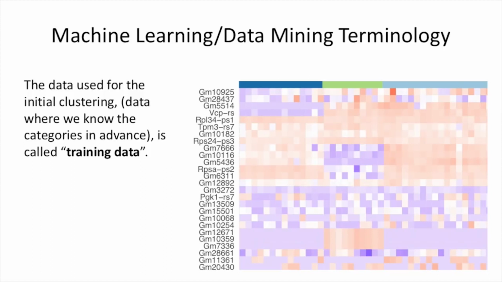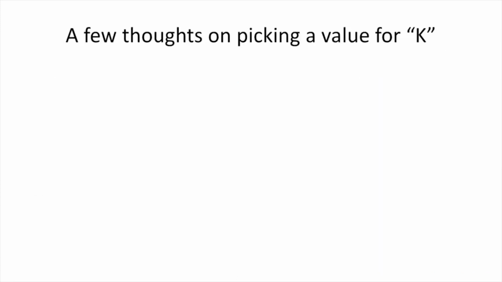Before we go, let's talk about a little machine learning / data mining terminology. The data used for the initial clustering, the data where we know the categories in advance, is called training data. Bam!